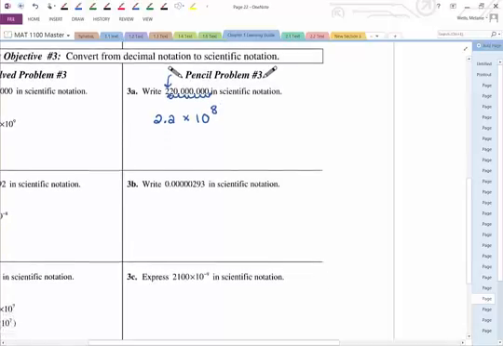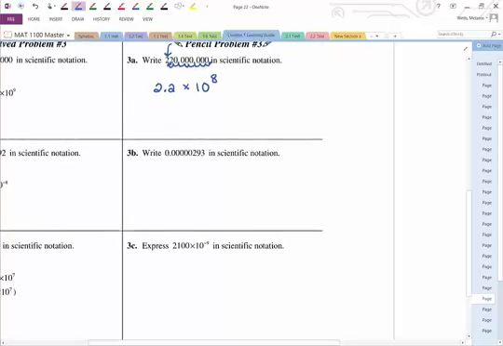Okay. Go to 3B. When I write this in scientific notation, this began as a very small number, so I should have a negative exponent on the 10. Okay, and I want my decimal to end up right here behind the 2. So 1, 2, 3, 4, 5, 6 places. I'd get 2.93 times 10. It was 6 places, but remember this began as a very small number. So 10 to the negative 6 power.